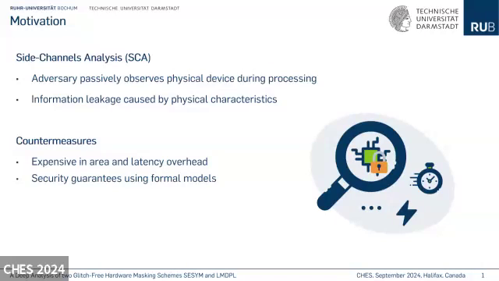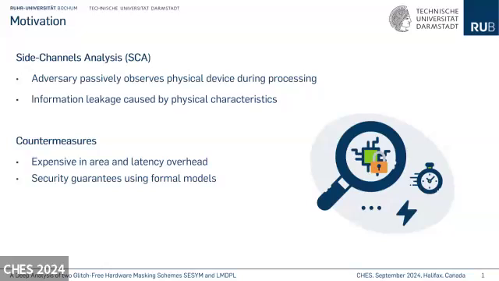Side-channel analysis attacks are a threat for practical implementations of cryptography because an adversary might be able to observe physical effects during the operation of some physical device. And this can, for example, be power consumption and timing effects that can then be exploited to extract some secret information. Several countermeasures have been proposed in recent years, but all of these come at a cost. So they increase the area and also come with some latency overhead to fulfill some security claims.